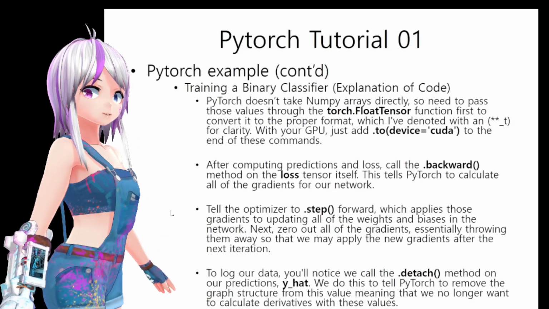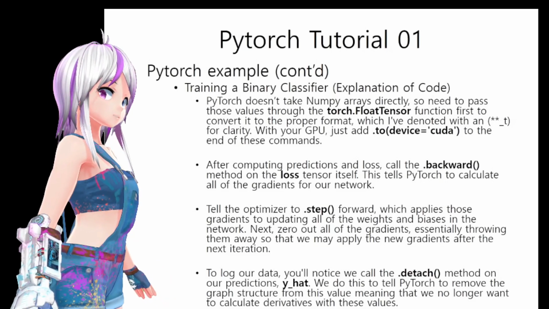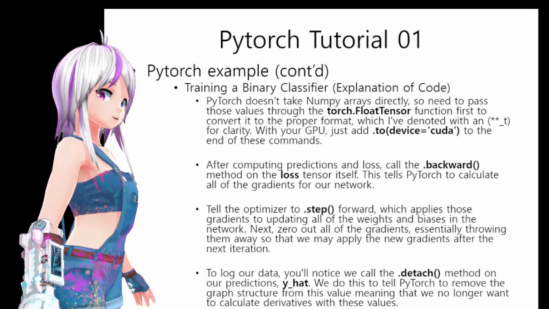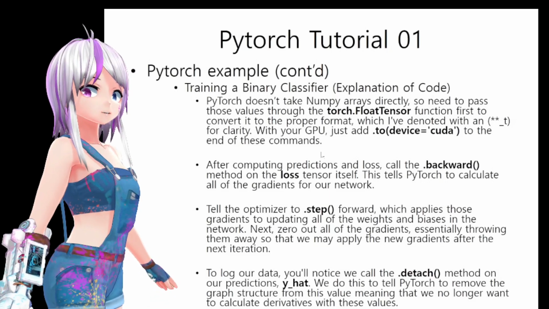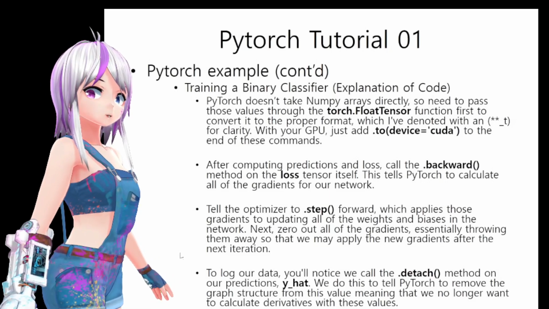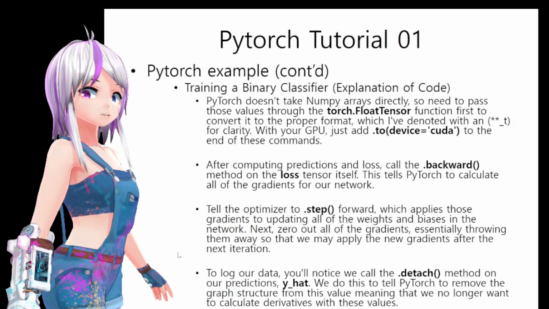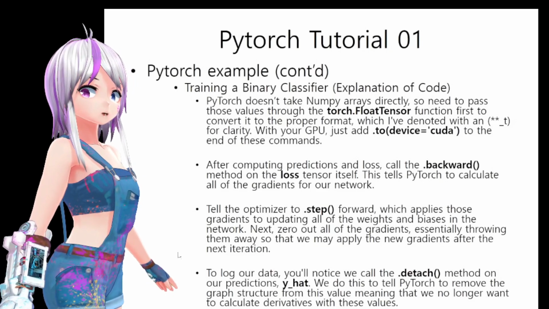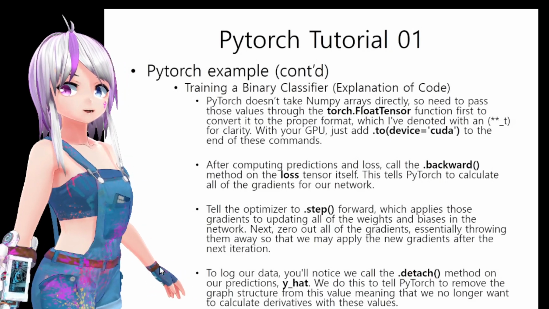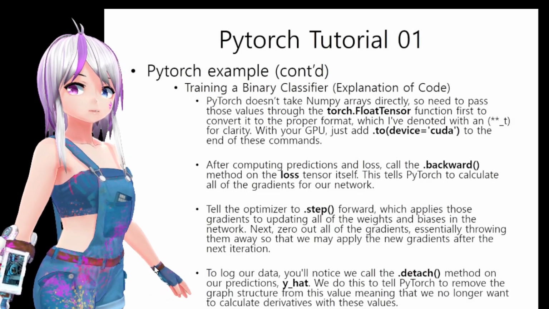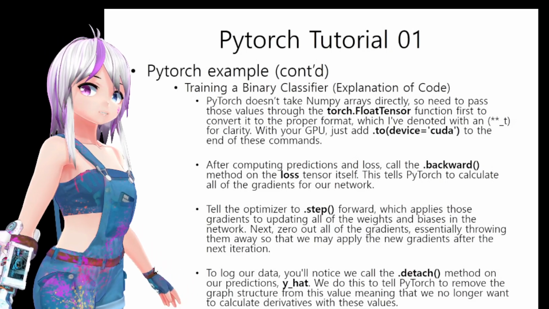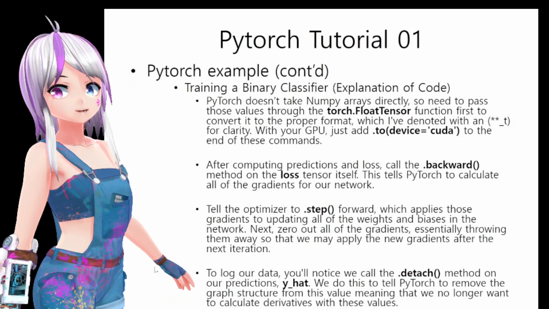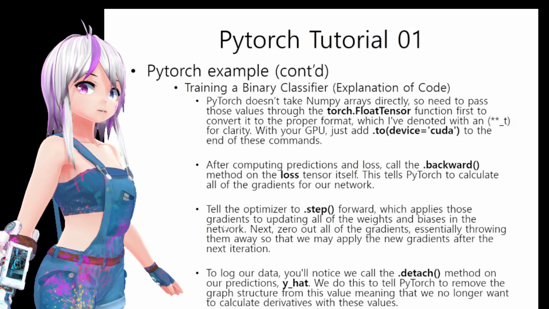And number four, to log our data, you will notice we call the dot detach brackets method on our prediction y hat. We do this to tell PyTorch to remove the graph structure from this value, meaning that we no longer want to calculate derivatives with these values. Okay, so you can save some memory.